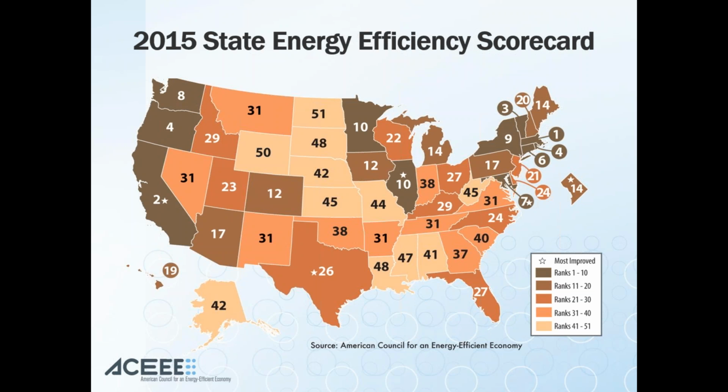So here you'll see the states that are darkest brown in color are the highest ranking states. The lighter states rank toward the bottom of the scale. And the other thing I'd point out is that energy efficiency is not limited to the coast, but we're seeing real activity and movement across the country.